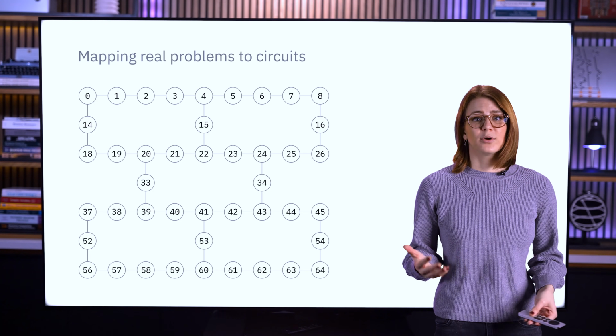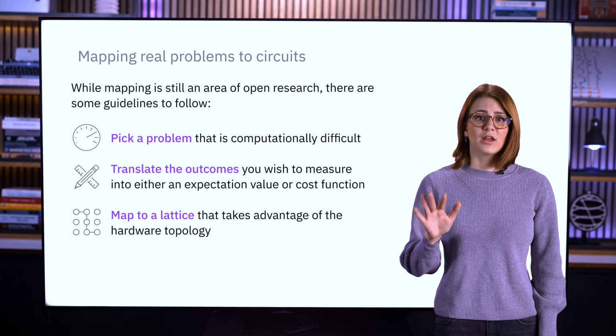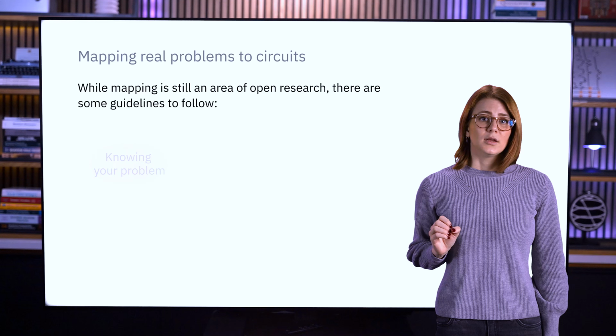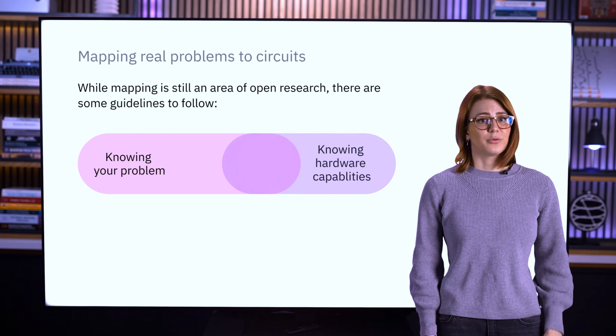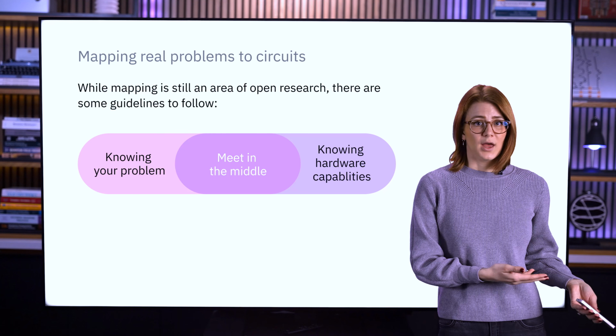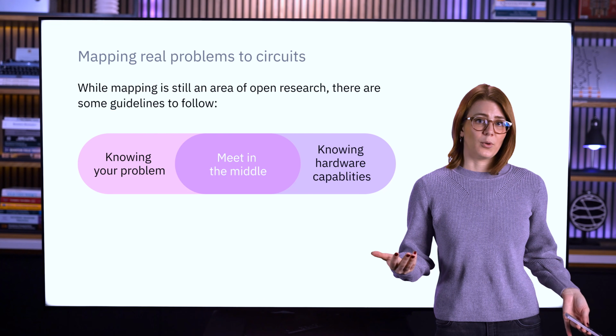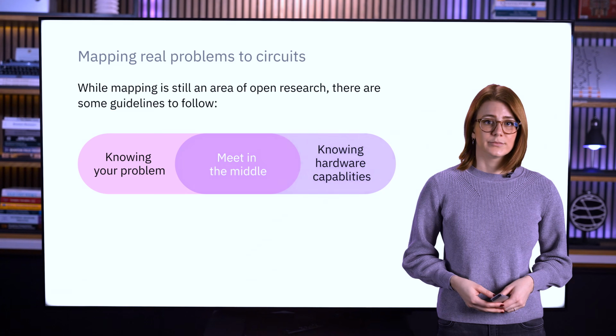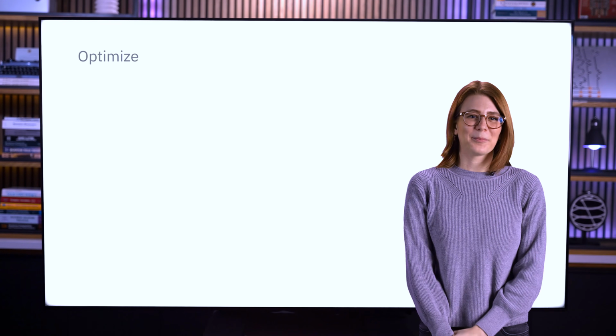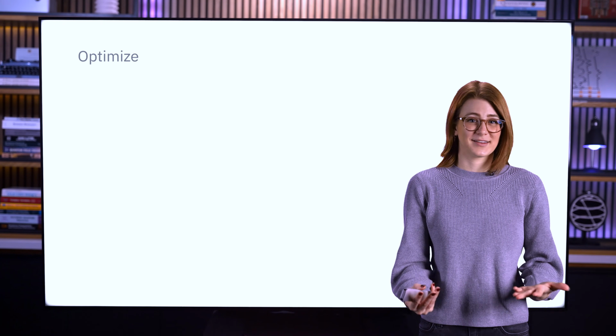For now, the most important thing to keep in mind is that this stage requires practice. You need to have a good understanding of not only your problem, but also the quantum hardware capabilities. And we'll go through a specific example and use case later on to see how these can be best balanced. Now let's discuss how to optimize a circuit for the hardware that we've selected.